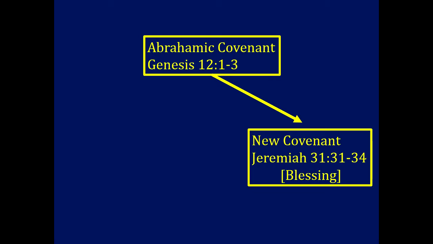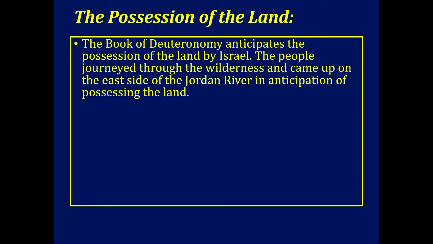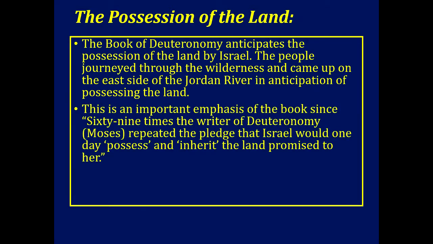And so this is the first, if you will, of the elaborations on the Abrahamic covenant given in Genesis chapter 12, verses 1 through 3, dealing with the issue of the land, a possession of the land. The book of Deuteronomy anticipates the possession of land by Israel, but the people journeyed through the wilderness and came up to the east side of the Jordan River in anticipation of possessing it. This is an important emphasis of the book, since 69 times the writer of Deuteronomy, Moses, repeated the pledge that Israel would one day possess and inherit the land promised to her. So God is fulfilling that promise, right?